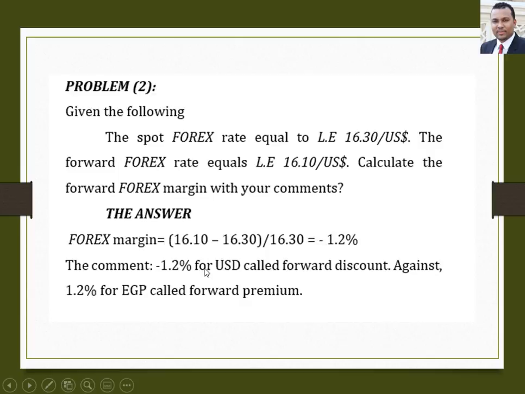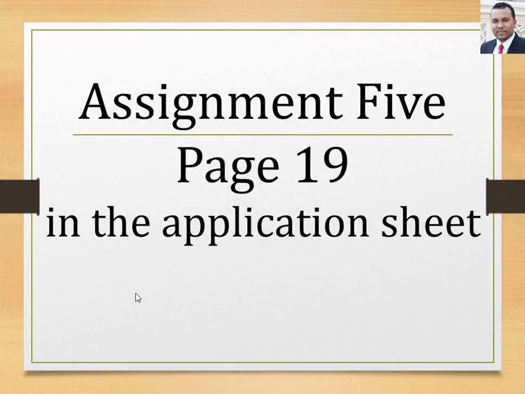What about your comment? This is very important. The comment, in that case, is that because the forward forex rate is lower than the spot forex rate, the negative 1.2% for the US dollar is called forward discount. The same percent but positive, 1.2% for the Egyptian pound, is called forward premium. So it is negative for the US dollar but positive for the Egyptian pound. Assignment number 5, page 19 in the application sheet, is the same problem but with different values.